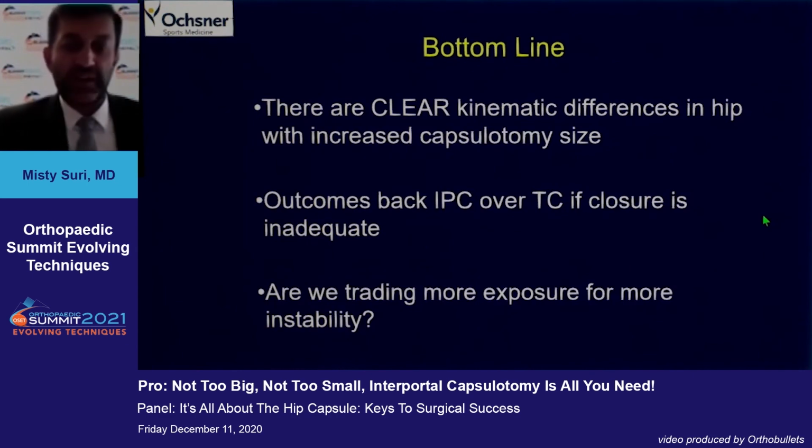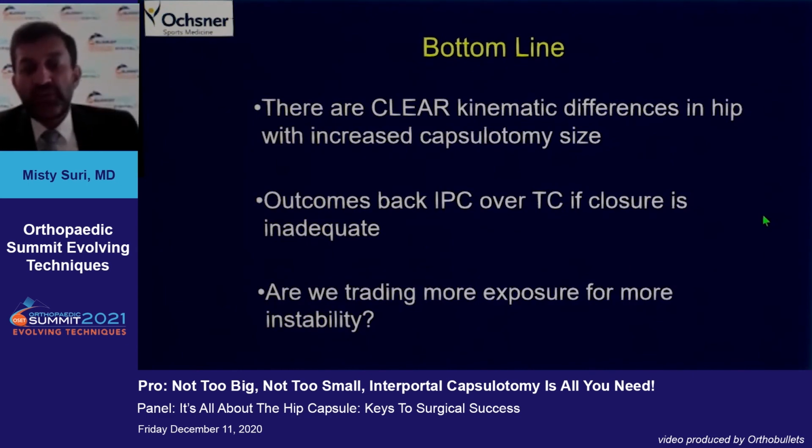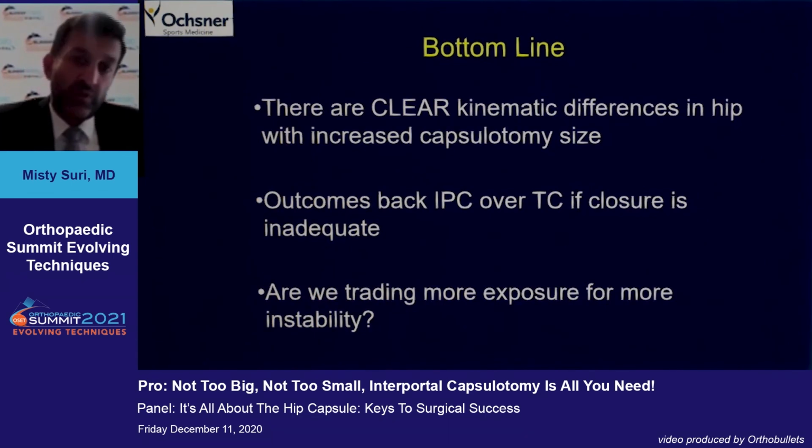So bottom line is, do we really need a full T-capsulotomy to do the necessary work? Why are we creating a bigger capsulotomy if it isn't needed and risk inadequate repair? And why do we want to limit our visualization and continually internal and external rotate the hip to utilize these small windows to get a decompression and the exposure that we need?